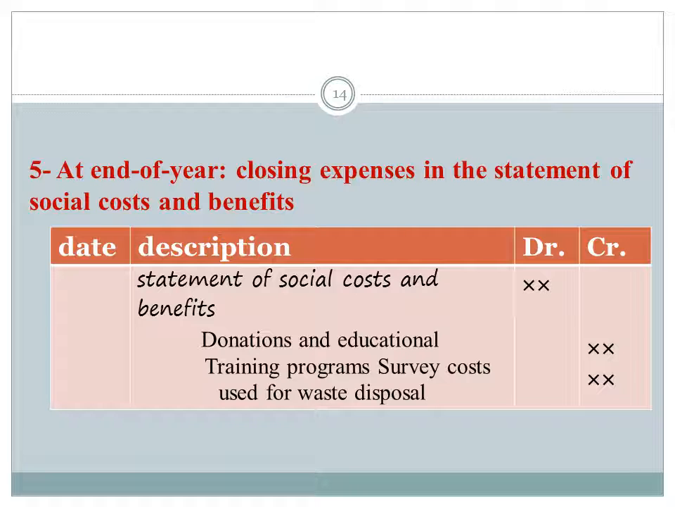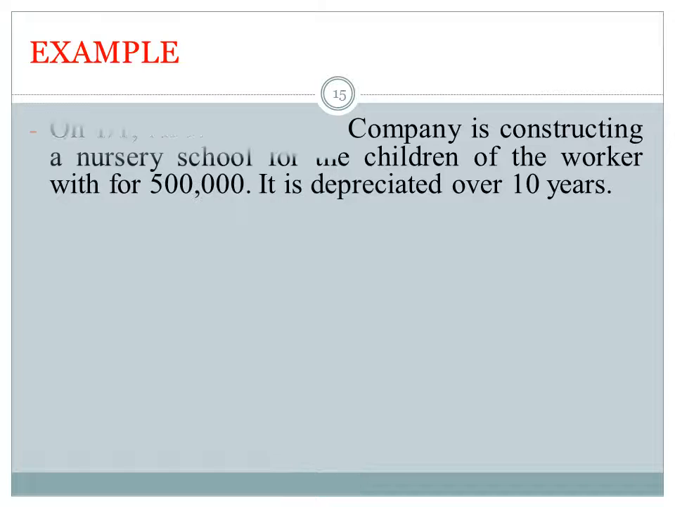Now we will take an example to cover two types of costs: current costs and capital costs. Example: on 1/1, Al-Amana Steel Company is constructing a nursery school for children of the workers at a cost of $500,000, and it is depreciated over 10 years.